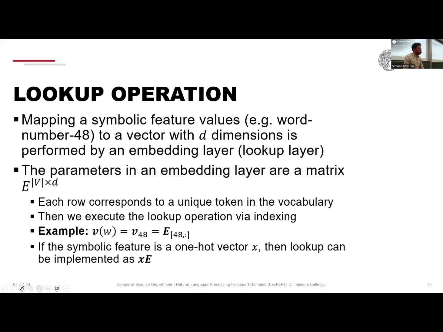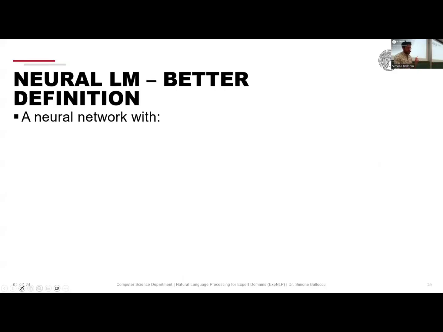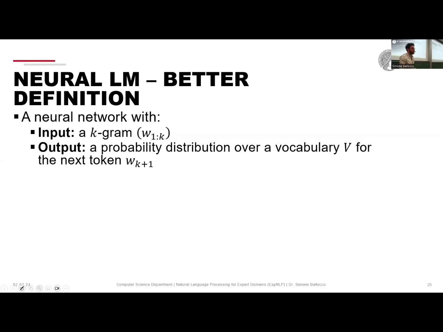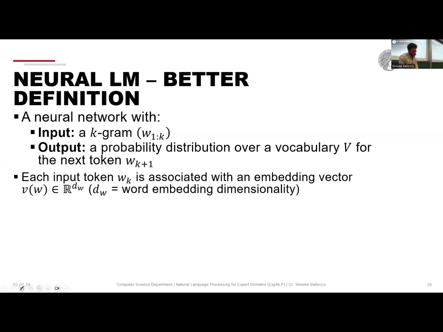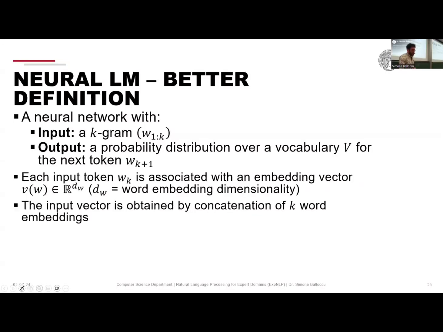So let's do a bit of a better definition. What we want is a neural network that gets a k-gram, again, a sequence of keywords, and gives us an output probability over the vocabulary for the next one. So, my cat is, and we want to predict cute, something like that. Each token is associated with an embedding vector. We just saw that. And the input vector is obtained by concatenating word embeddings, which means if I have my cat is, I'm going to just concatenate the vector of my, the vector of cat, and the vector of is.